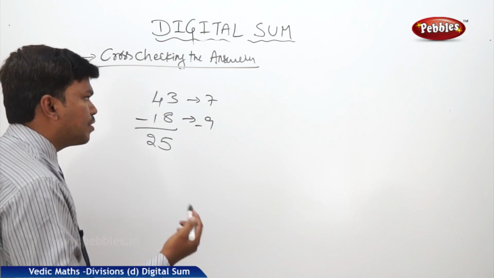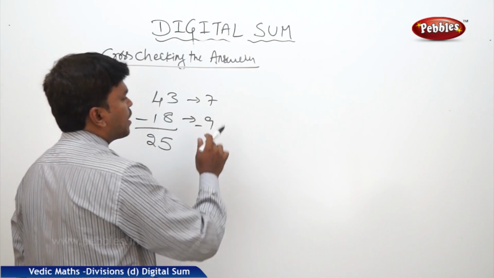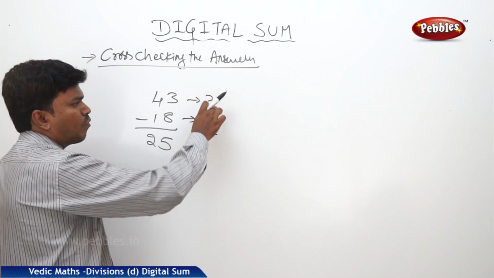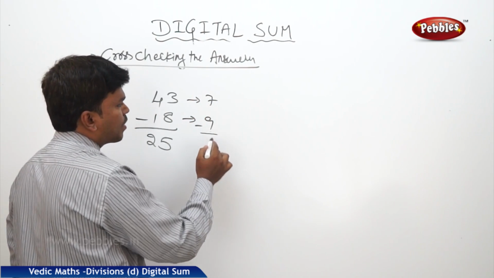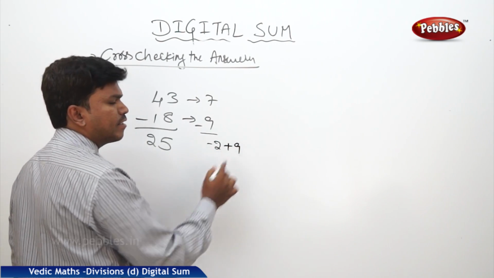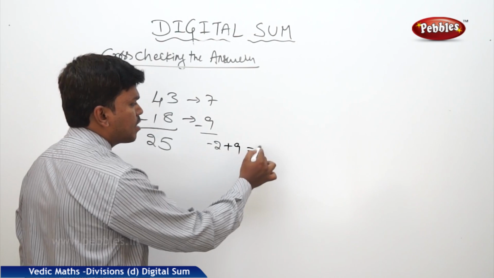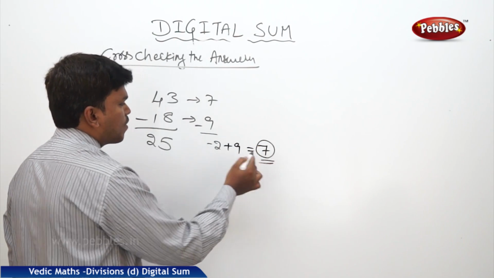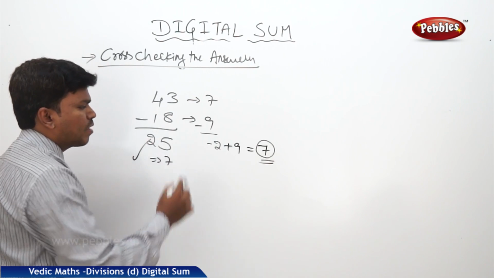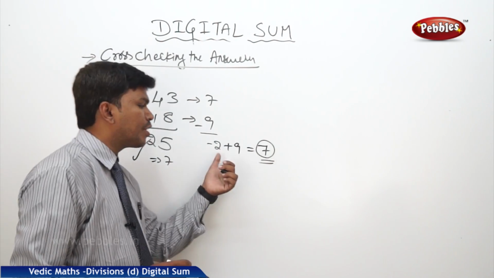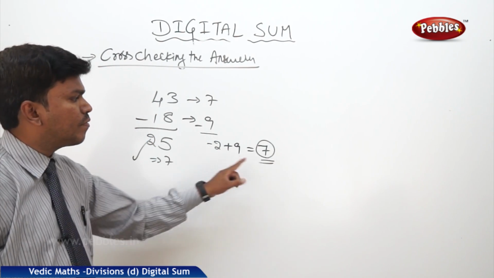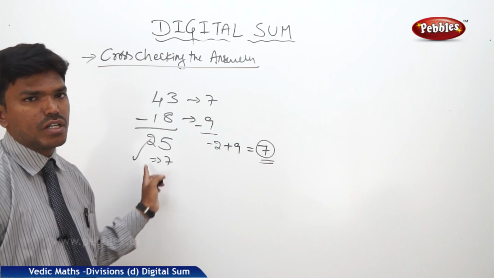But what you need to do? You simply do one thing. Here, what is the difference you are getting? Minus 2. Yes or no? So for minus 2, add 9 again. What is minus 2 plus 9? 7. So your answer should have the digital sum as 7. So 2 plus 5 is 7. Getting same, right? Whenever you are getting a negative, simply add 9 to it. It will turn into a positive. So that digital sum should match with the answer.